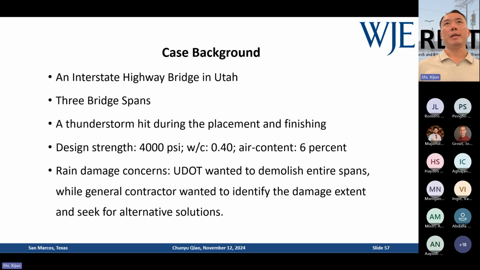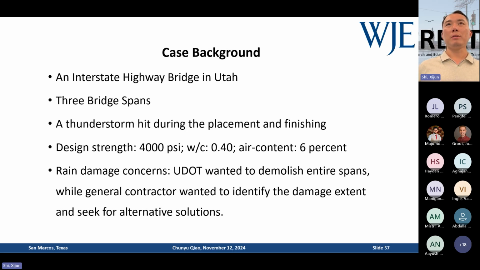So a thunderstorm came in, and a heavy rain, I forgot the duration, hit the newly constructed, newly placed bridge spans. And the Utah DOT said, we want you to look at the samples to see if the concrete has been severely damaged by the rainwater.